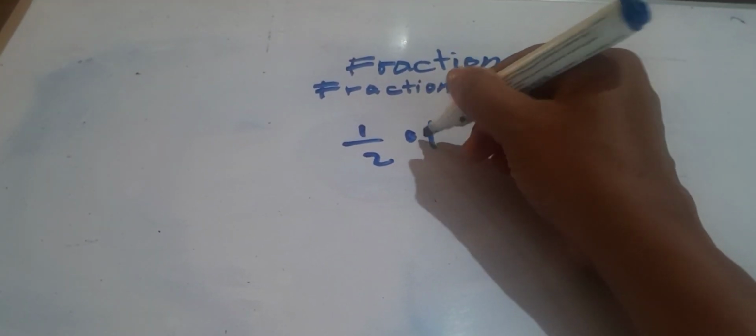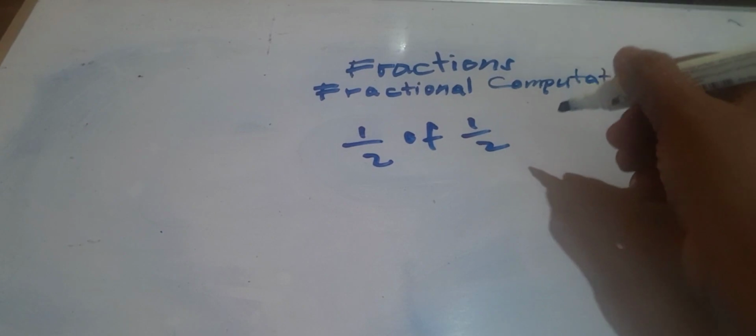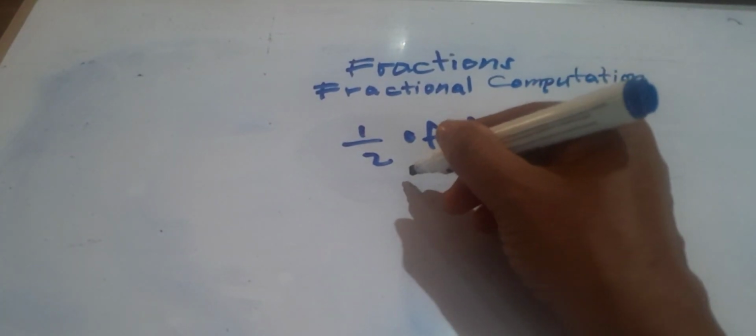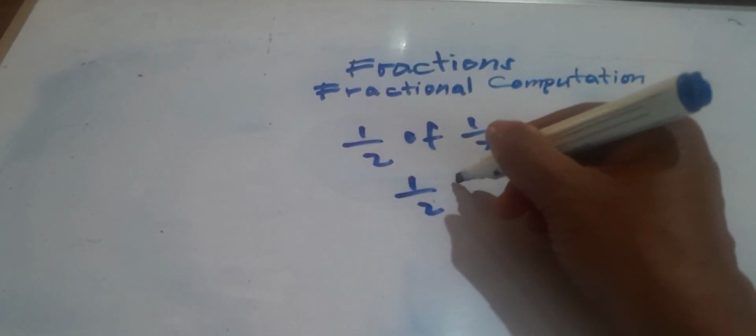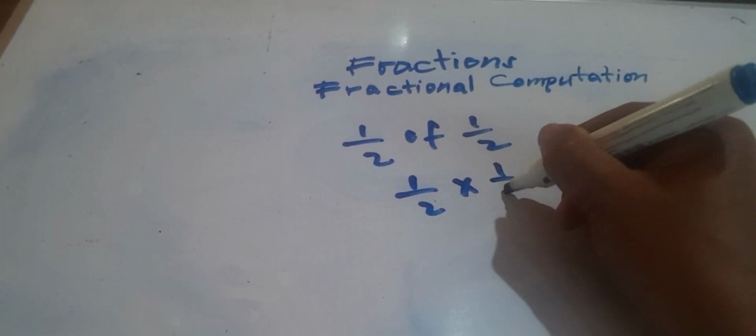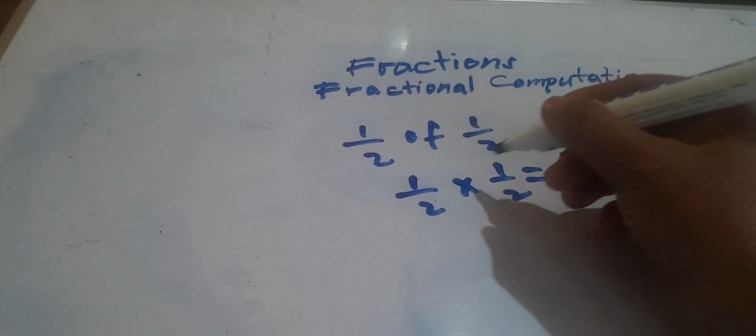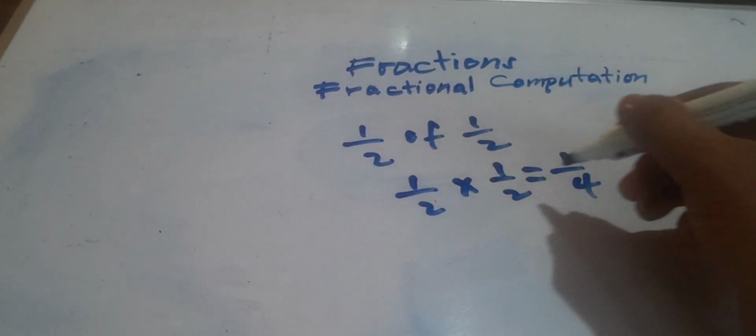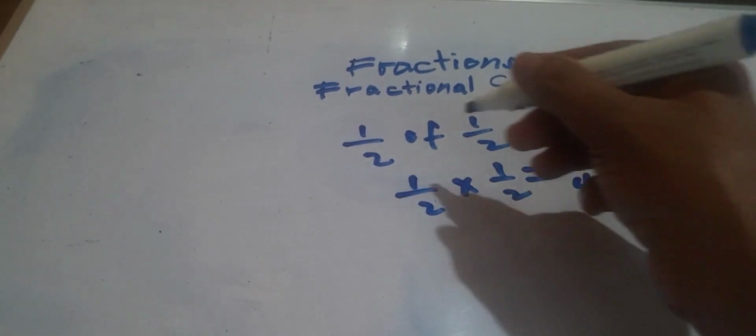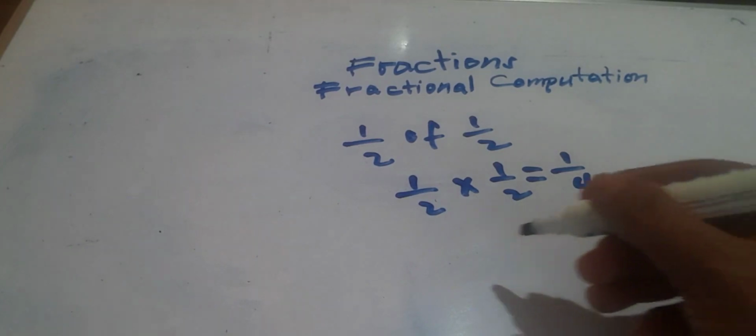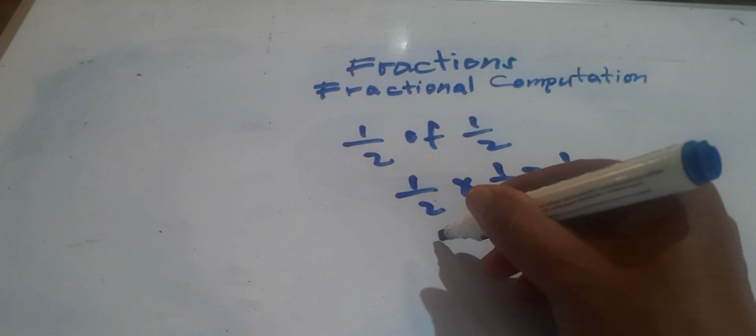What is 1 half of 1 half? By computation, that is 1 over 2 times 1 over 2, which equals 1/4, because 1 times 1 is 1 and 2 times 2 is 4. So what is 1 half of 1 half? That is 1/4. Let us try to have a drawing.